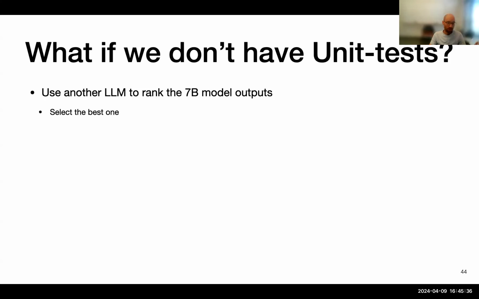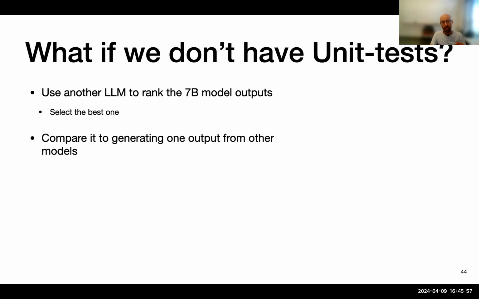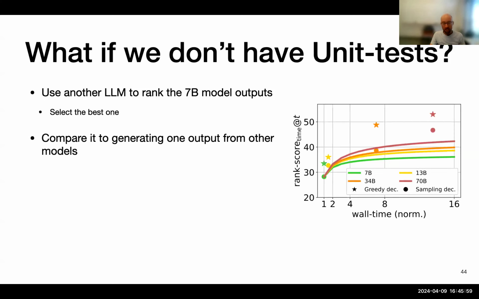So we took a simple approach and used another LLM to rank the 7B model outputs. If the 7B model provides us with 10 outputs, then we use another language model to rank them and to provide scores, and then we get the best one, and this one is the one we compare with the largest one. And here we see that this doesn't work as well as in the previous case.